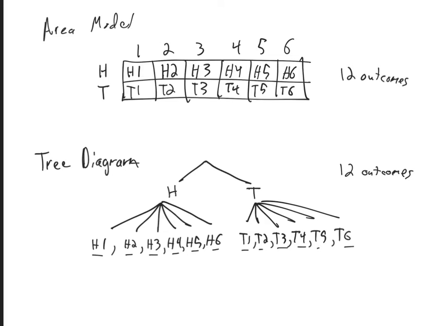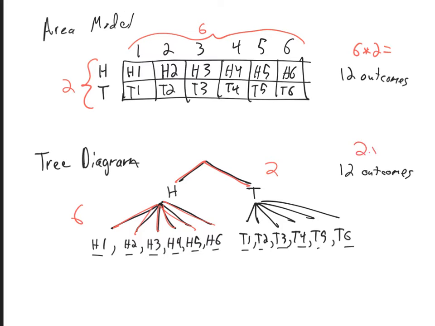Well, looking at the area model, we had 6 possible outcomes that could occur when we roll the die, and we had 2 possible outcomes that could occur when we flip the coin. And if we multiply those two numbers, 6 times 2, we get 12. And we can see that on the tree diagram as well. So there were 2 branches for our first choice, and then our second choice had 6 branches. And again, we multiply those two numbers together, 2 times 6, and we also end up with 12.